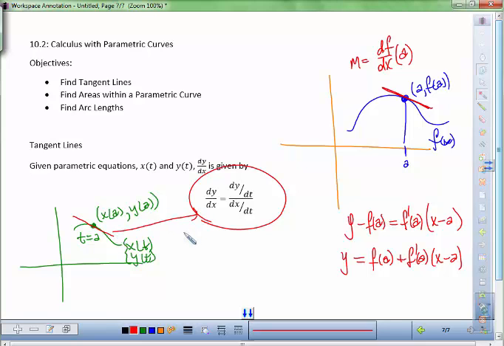So our slope is going to be given by y prime of t divided by x prime of t. But remember that t is just a parameter. When you take the derivative, you get a function of t. You want to actually evaluate it at that point. So here is the evaluation marker that says I want to replace t with whatever it is that I'm looking at, in this case, a.